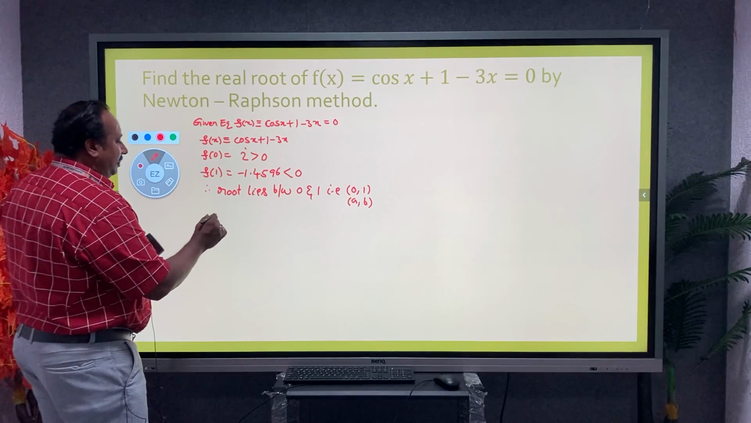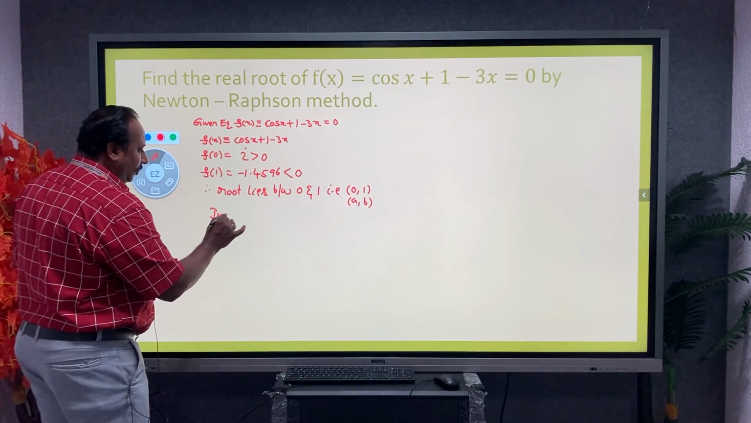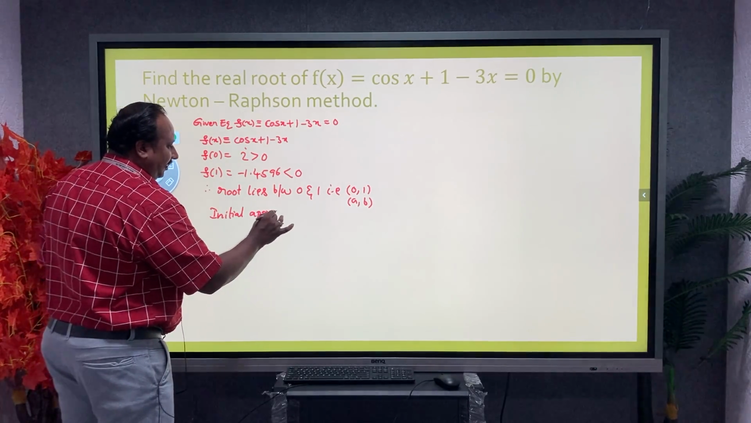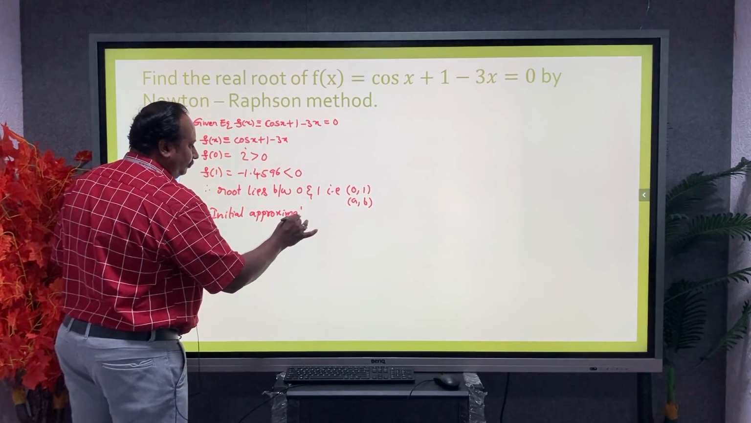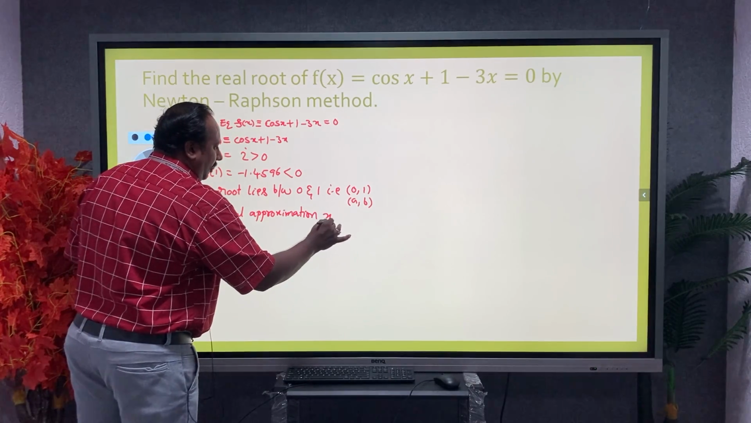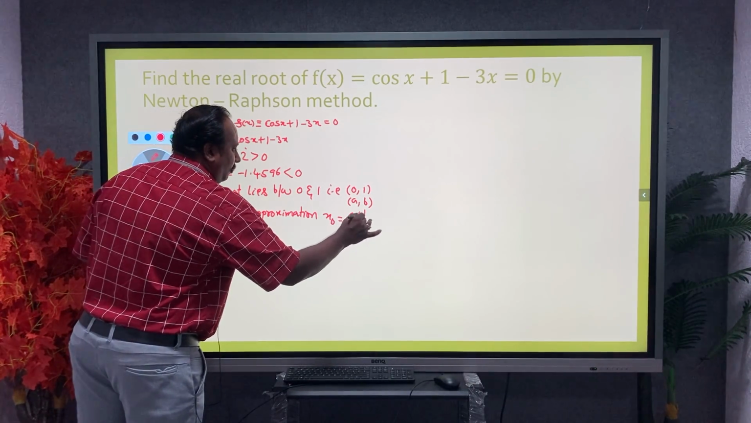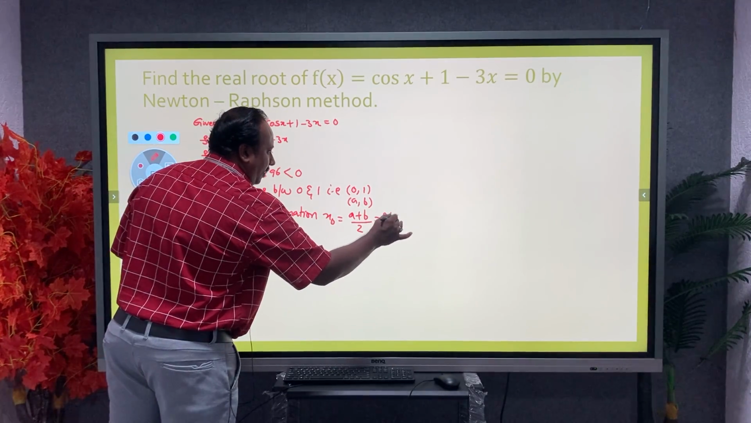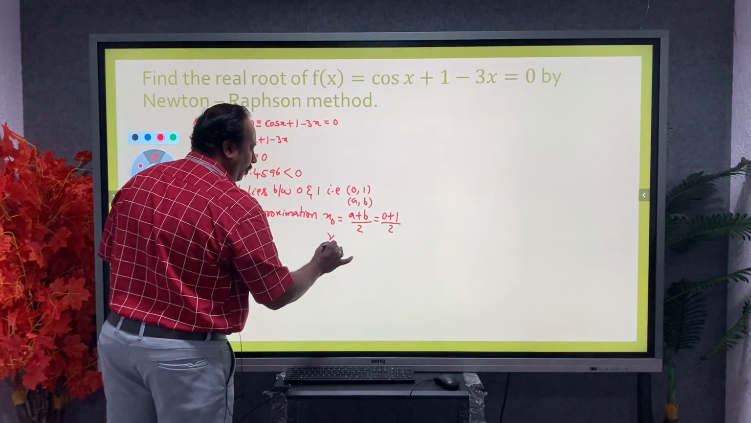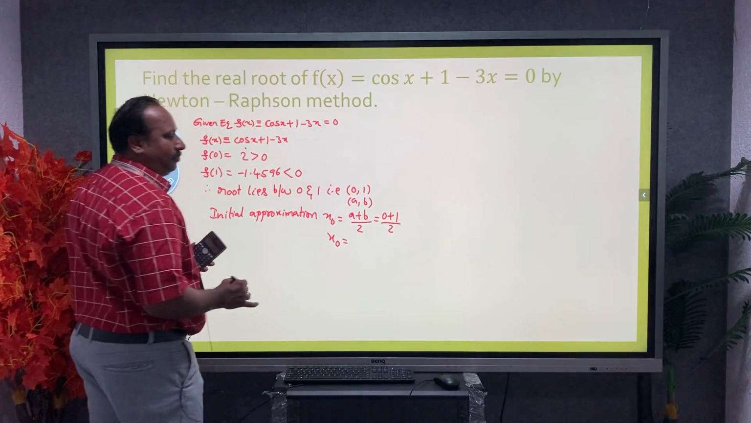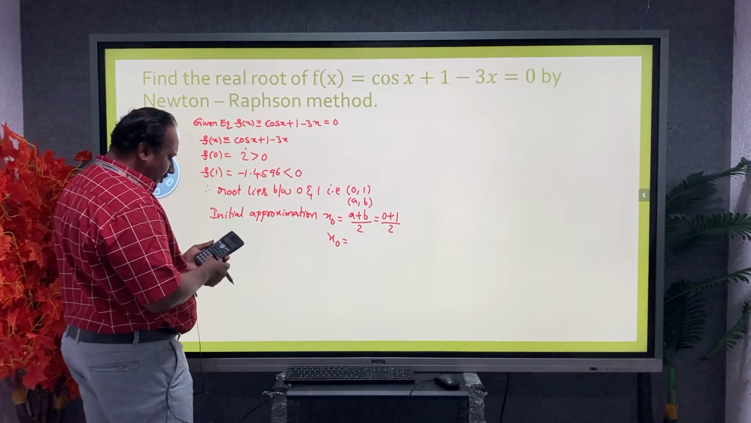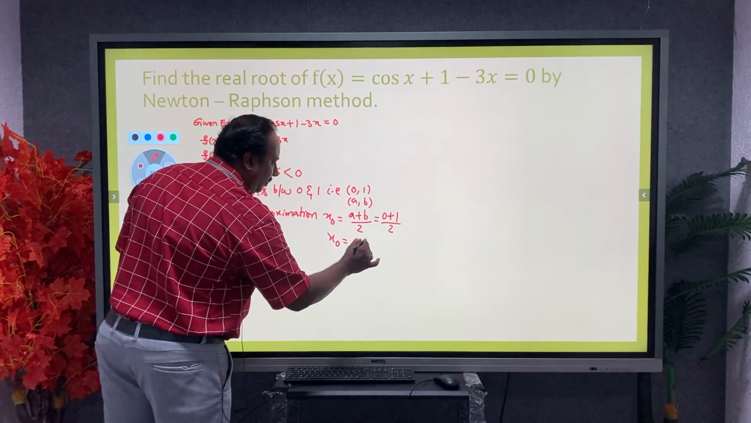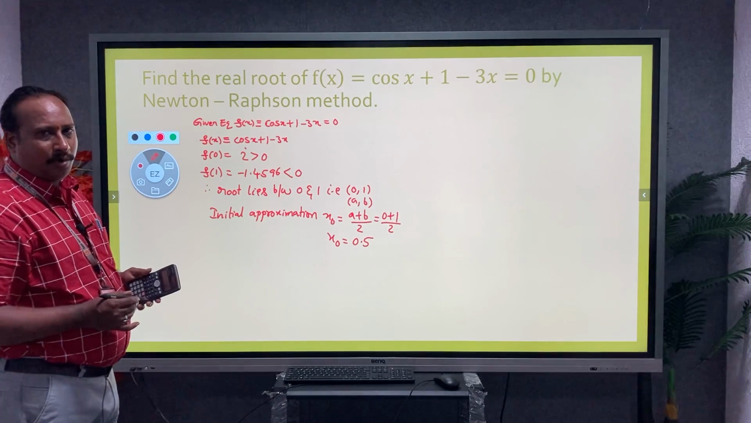Now calculate the initial approximation, that is x naught equal to a plus b by 2. What is a? 0. What is b? 1. 0 plus 1 by 2. So x naught equal to 1 by 2, which is 0.5. So x naught equal to 0.5.